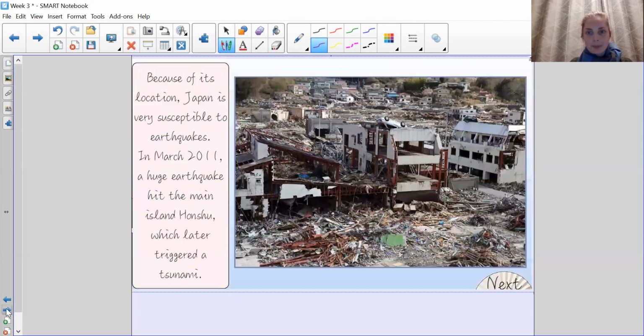on a city. Because of its location and the fact that it is on these two tectonic plates that are constantly moving, Japan is what we call very susceptible to earthquakes. So they often get earthquakes, and you can see there in the picture the devastation of an earthquake. In March 2011, a huge earthquake hit the main island, Honshu, which later triggered a tsunami, okay? And you can see there the devastation of that area.